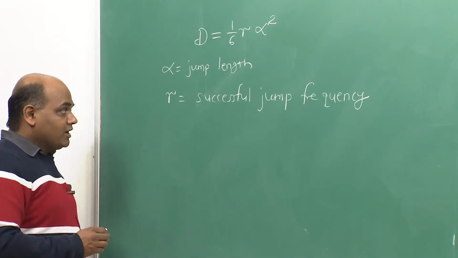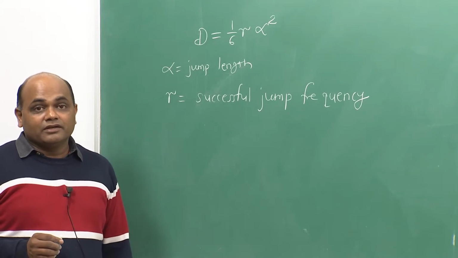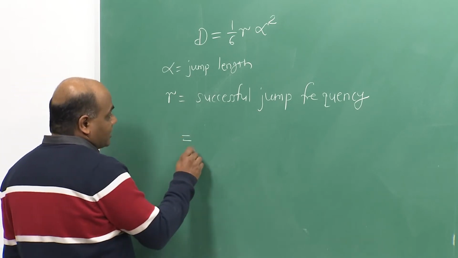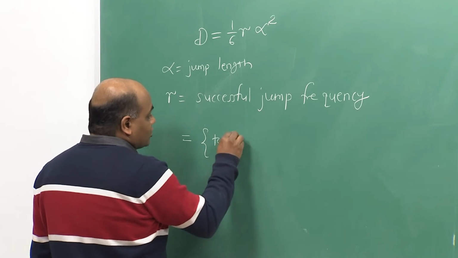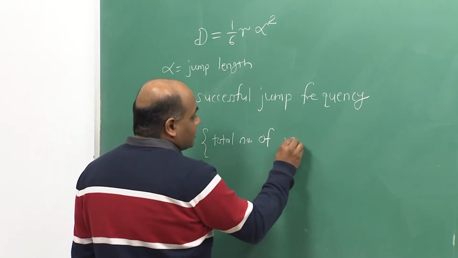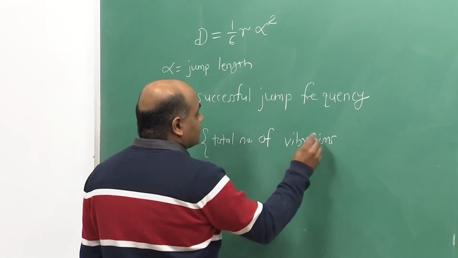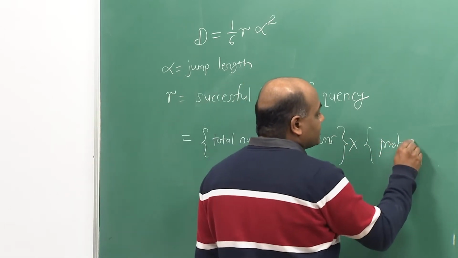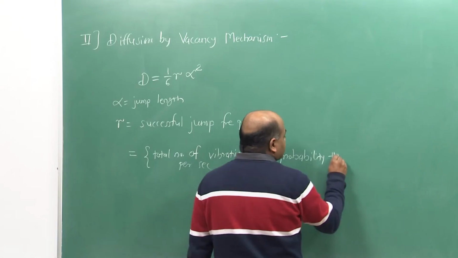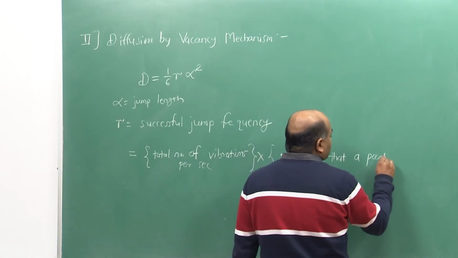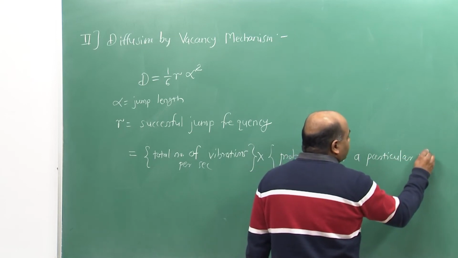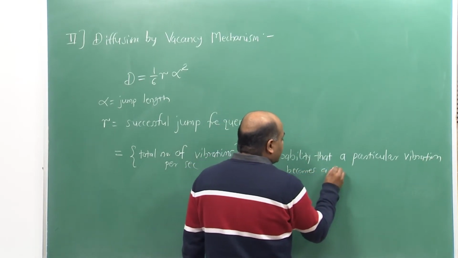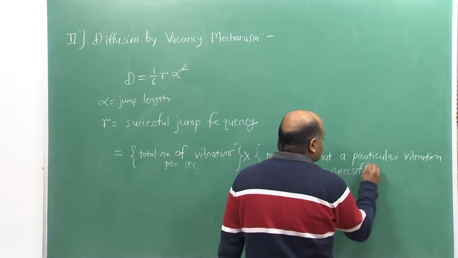So, in order to evaluate the successful jump frequency in terms of the vibrational frequency of an atom, we can write it is equal to the total number of vibrations of the atom per second times the probability that a particular vibration becomes a successful jump.